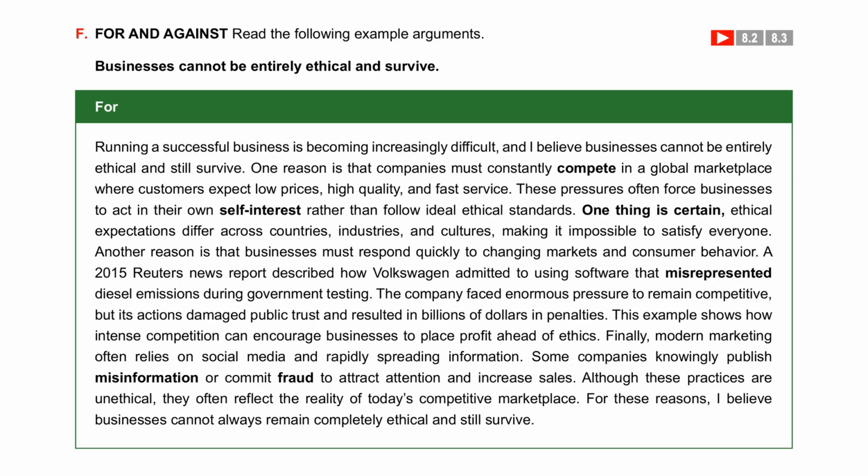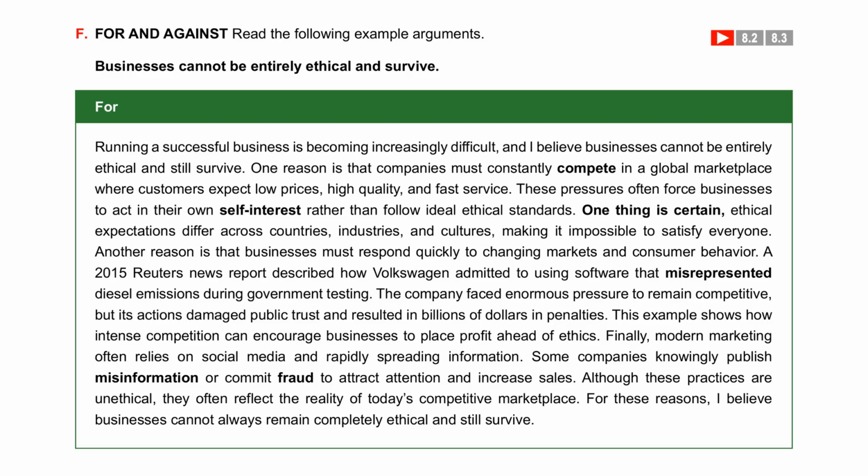Running a successful business is becoming increasingly difficult, and I believe businesses cannot be entirely ethical and still survive. One reason is that companies must constantly compete in a global marketplace where customers expect low prices, high quality, and fast service. These pressures often force businesses to act in their own self-interest rather than follow ideal ethical standards. One thing is certain: ethical expectations differ across countries, industries, and cultures, making it impossible to satisfy everyone.